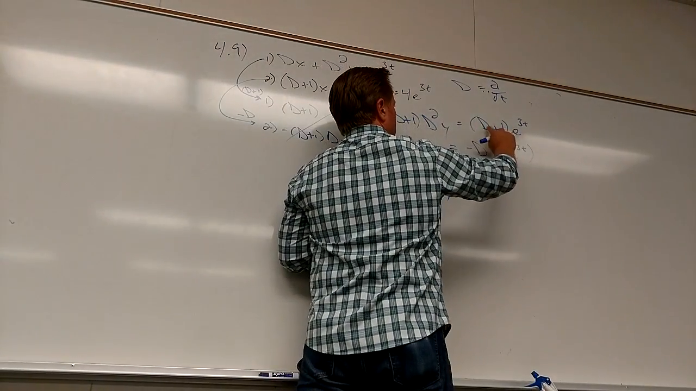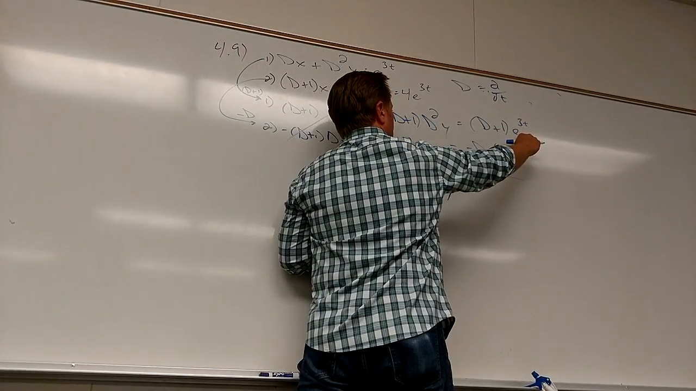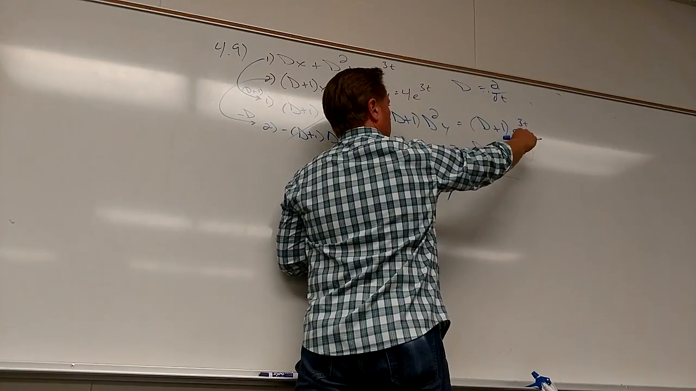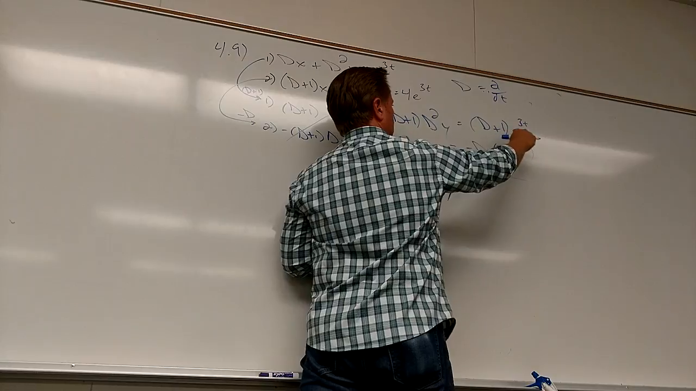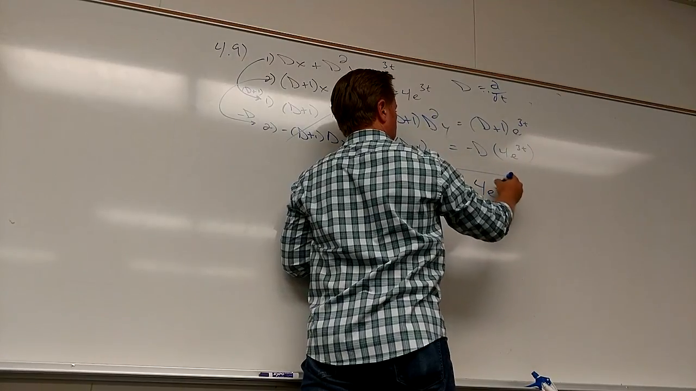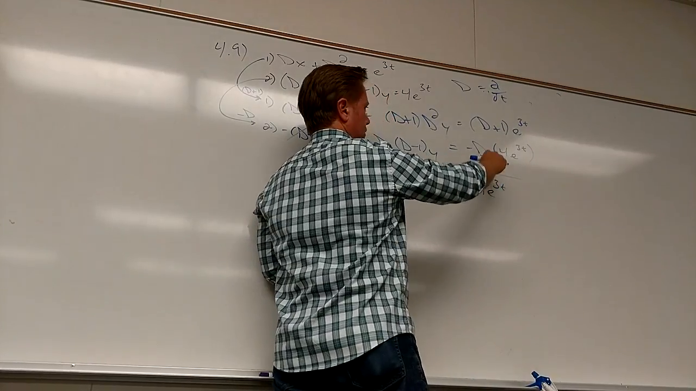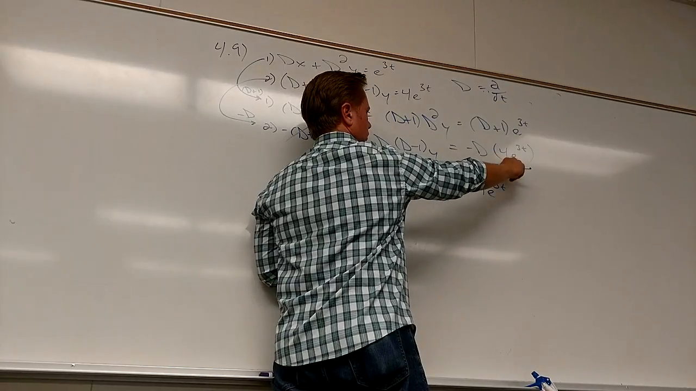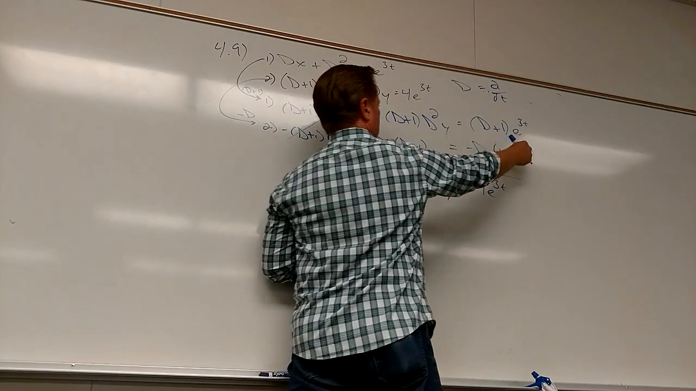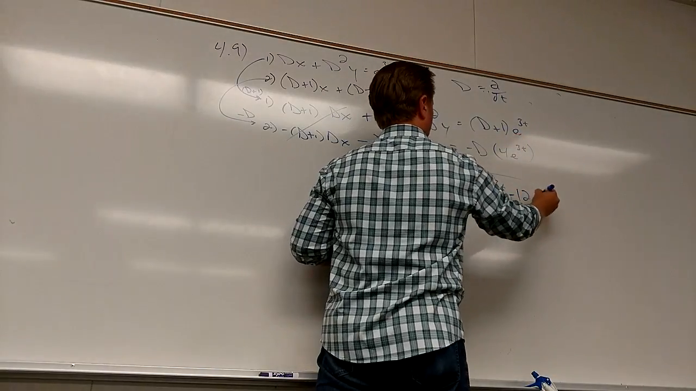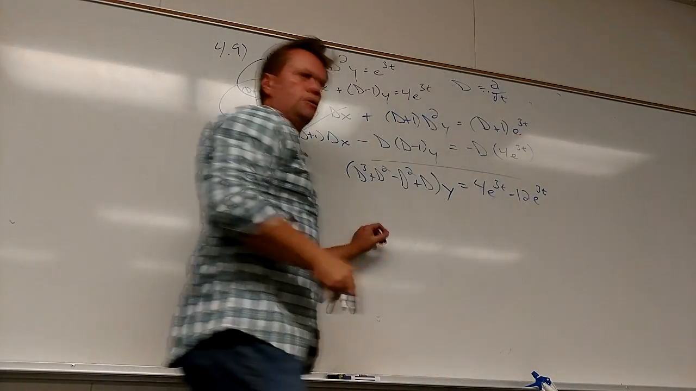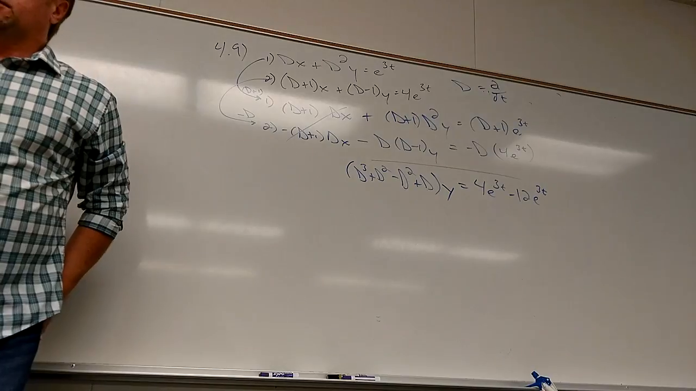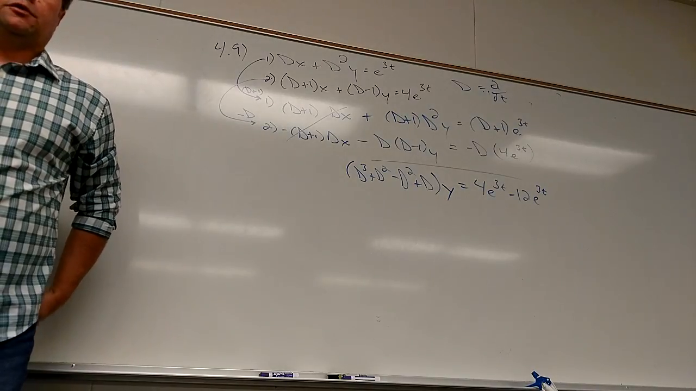So D e to the 3t would be 3 e to the 3t plus e to the 3t is 4 e to the 3t. And what's negative D operating on this? Well, the derivative of this would be, yeah, so it would be negative 12 e to the 3t. All right, let me stop there. You guys seeing what's happening?